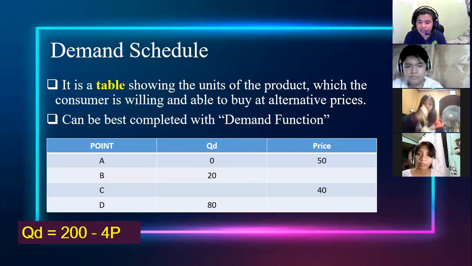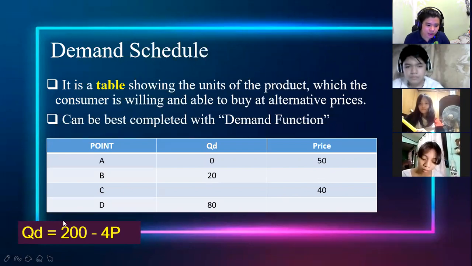Okay? And then in the next point, the B, I made it blank para we can compute it, but the answer is already on the book. For example, we need to know what's the price of that guyabano if the demand is 20. So we'll be using this demand function. I-replace nyo lang. The QD would be 20 and then equals 200 minus 4P, and the P is missing. So you keep the P.